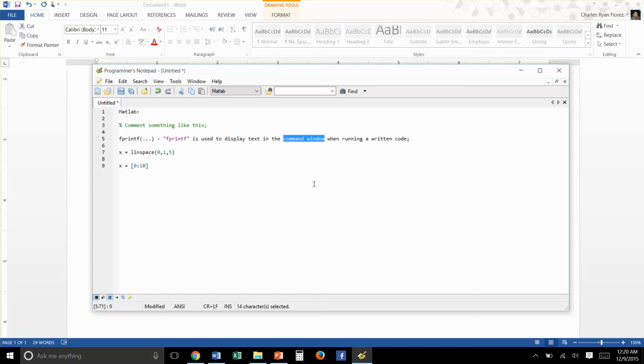So with fprintf, you'll have some stuff here in the middle of the parentheses, and whatever you write here will come out as whatever you write there, without the fprintf, in the command window.